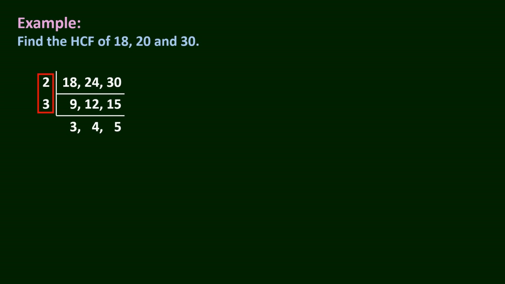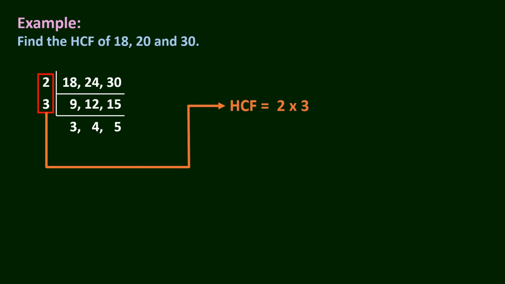So 3, 4, and 5. For 3, 4, and 5, there is no common divisor, so stop the steps. You should consider the HCF as 2 and 3. So HCF is equal to 2 times 3, which is 6. The highest common factor of 18, 24, and 30 is 6.